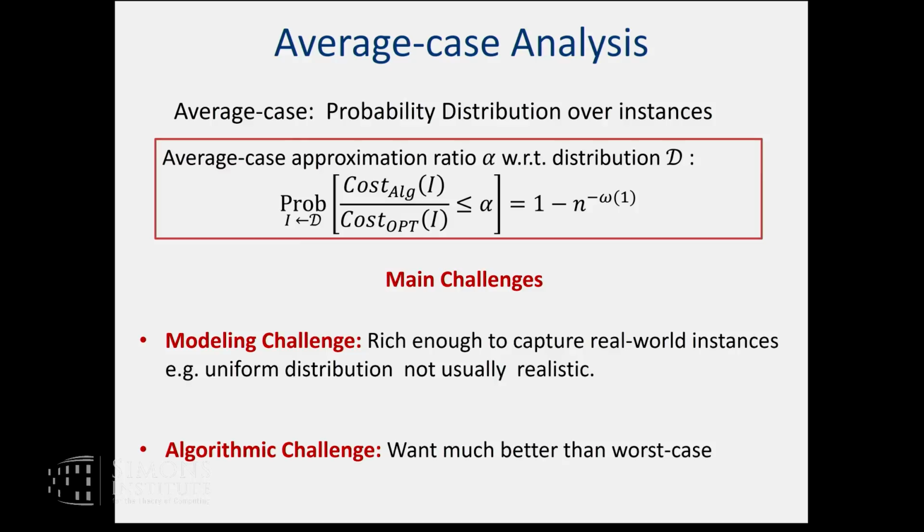The main challenge in average case analysis is twofold. On the one hand, you want your average case distribution to be rich enough to capture instances that come up in practice. On the other hand, you want much better guarantees than you can get in the worst case. So there's a trade-off between these two.